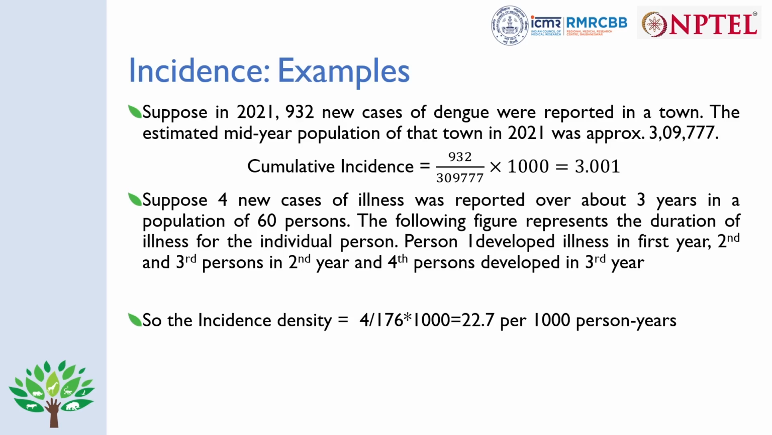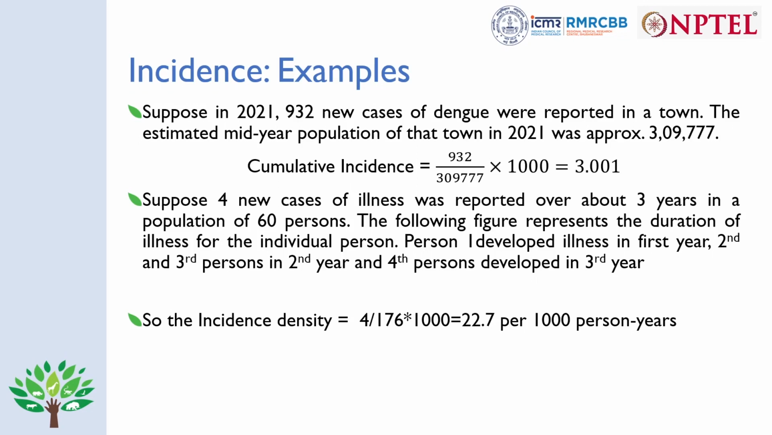So that means in total, 60 into 3, that is 180 person years, we are following up. But you can see the first person developed illness in the first year. That means we are not following up that case after the disease has developed. That means it has lost 2 follow-up years. So we are not following this first case for the next 2 years. And the second and third cases developed in the second year. That means we have not followed them in the next year, that is the third year. And the fourth person developed in the third year.